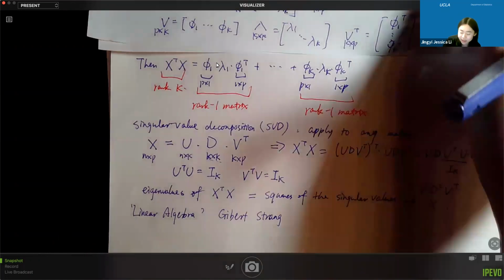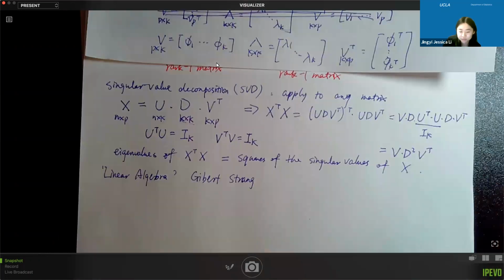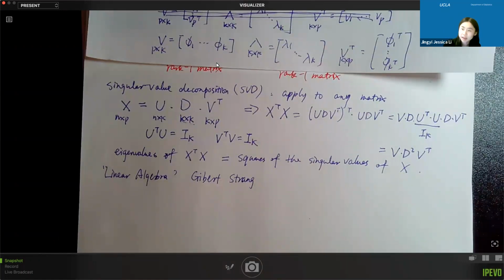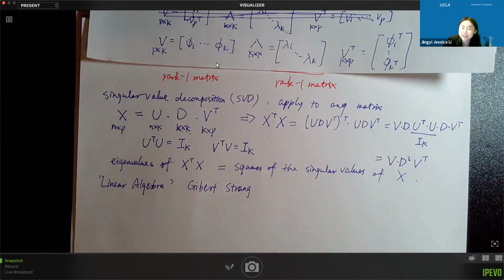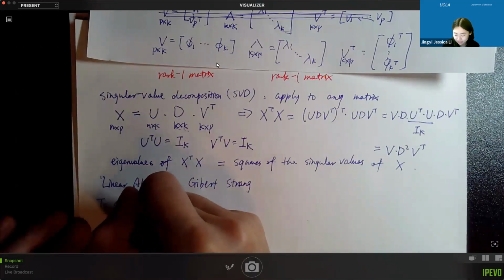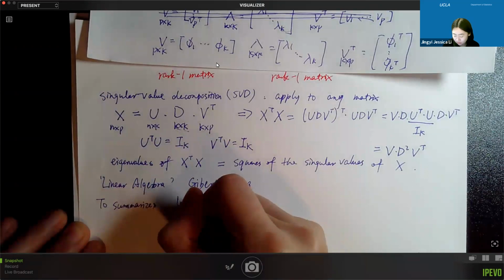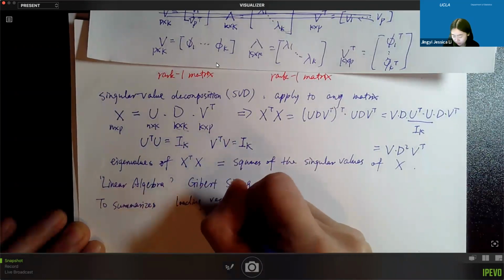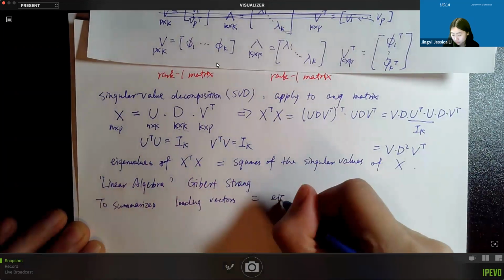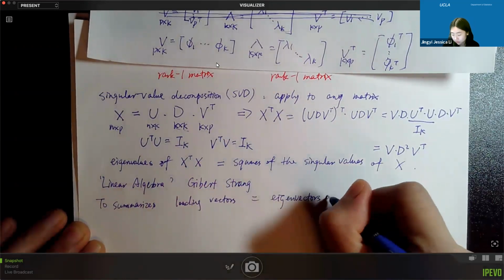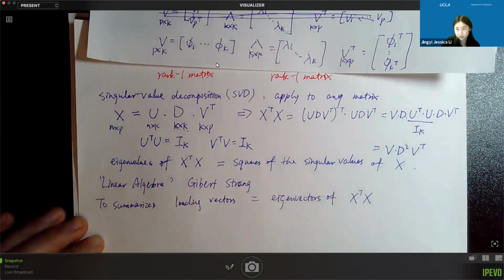These lectures will explain all the things I said here, and try to make PCA make more sense to you. Of course, I know many people use PCA without really understanding what's going on, but hopefully this can help you understand better. To summarize those messy things: the loading vectors are just the eigenvectors of X transpose X. That's the first thing.